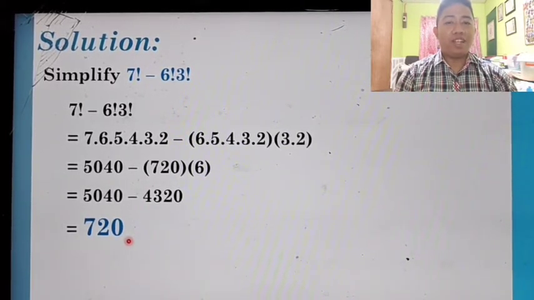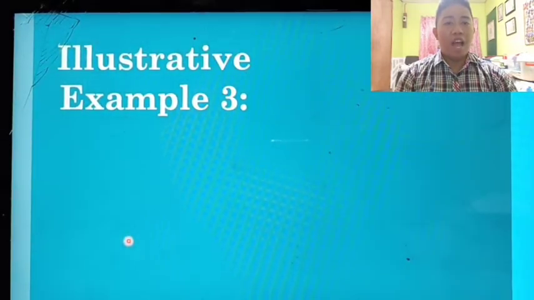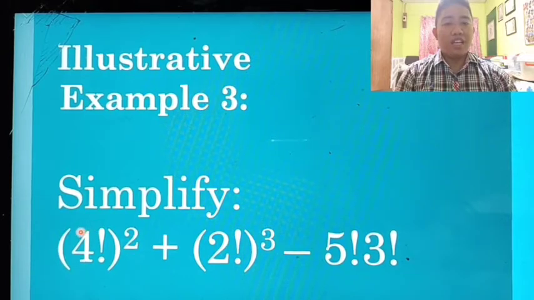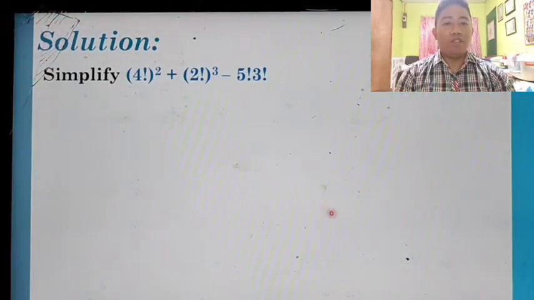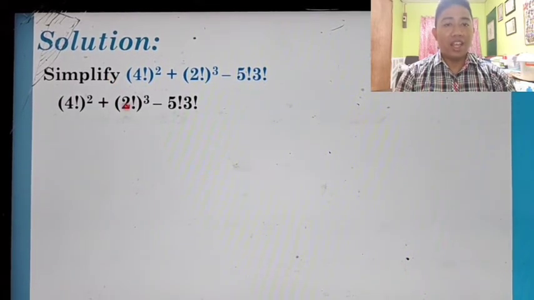So my dear friends, students, and viewers, let's move on to the next illustrative example. How about you simplify the quantity of 4 factorial squared plus the quantity of 2 factorial raised to the power of 3 minus 5 factorial times 3 factorial. To solve this mathematical expression, here is the solution.